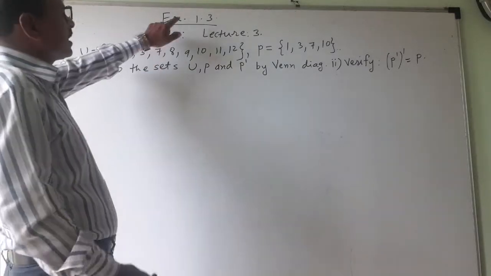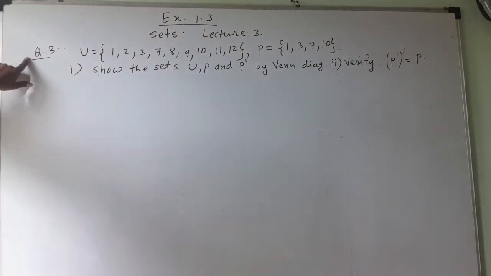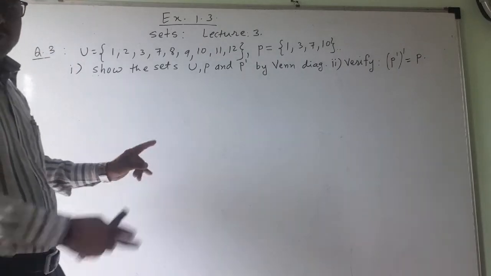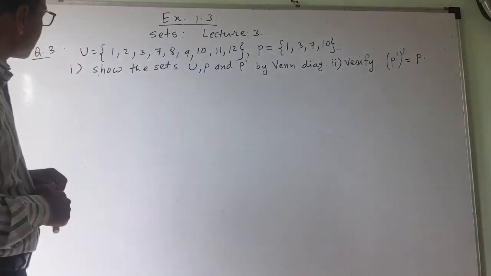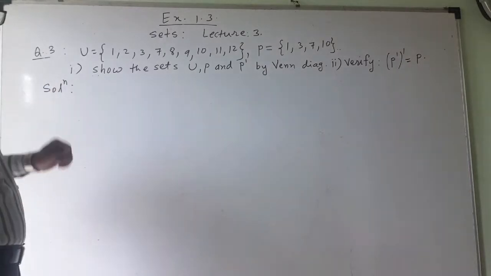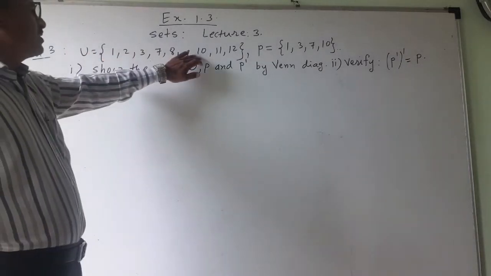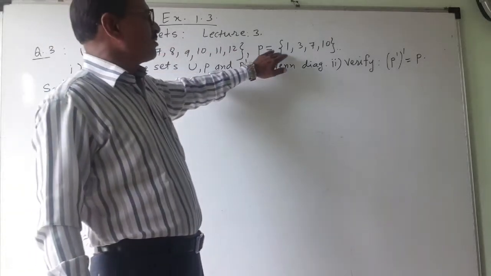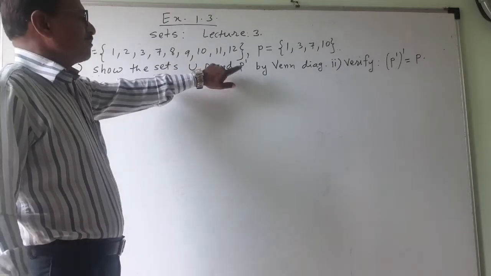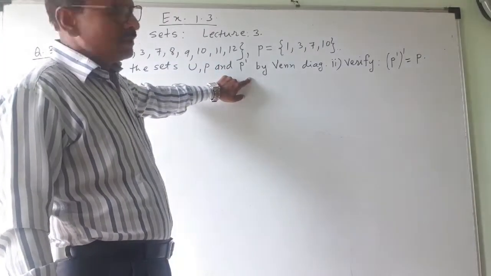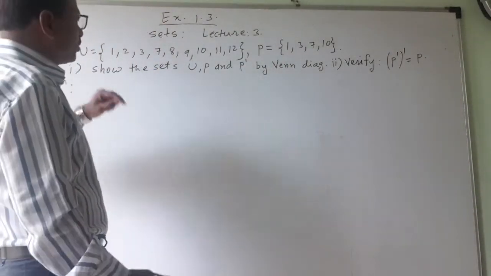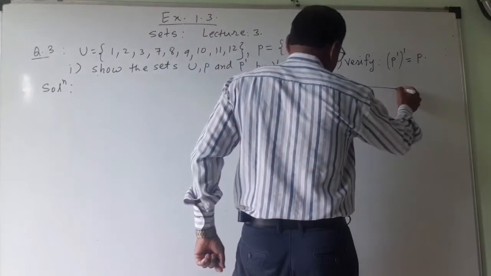So, exercise 1.3, in that question number 3. Question number 2 I think I have done in the earlier video. If not done, then from this also you can understand it. So solution: U is equal to this, meaning this is the universal set, P is equal to this. Show the sets U, P and P dash. P dash is the P complement, by Venn diagram. So first of all, I will show the U. This is the bigger set.